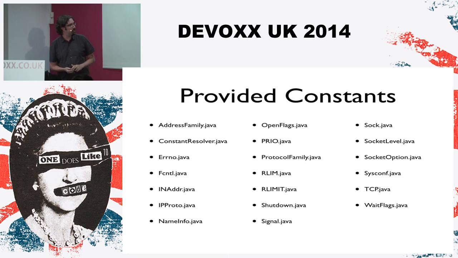I mentioned the socket type. Sock.java there is an enumeration for all the socket types. Protocol families for other types of protocols over sockets. File control flags. What else is interesting here? TCP flags for different types of TCP operations, and so on. Things that you're going to need once you get down to that level. And if there's a set of constants that you need, we could certainly add them here, generate them across a couple platforms, and we're ready to go.